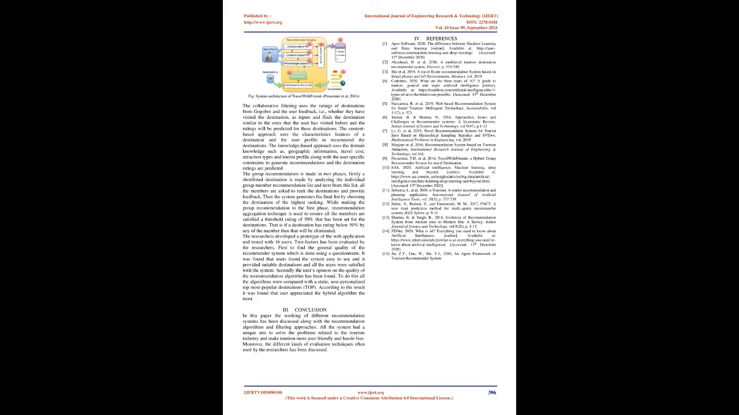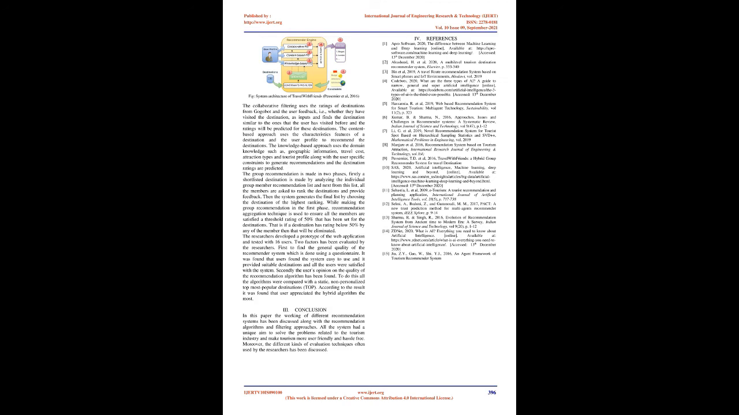The group recommendation is made in two phases. Firstly, a shortlist of destinations is made by analyzing the individual group members' recommendation lists, and next, from this list, all the members are asked to rank the destinations and provide feedback. Then the system generates the final list by choosing the destination of the highest ranking. While making the group recommendation in the first phase, a recommendation aggregation technique is used to ensure all the members are satisfied. A threshold rating of 50% has been set for the destinations. That is, if a destination has a rating below 50% by any of the members, then it will be eliminated.